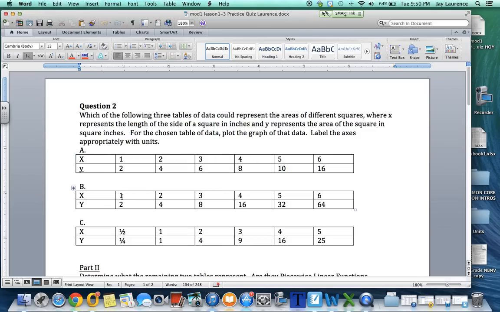Let's go down to B. 1 squared is not 2. 2 squared is 4, but 3 squared is not 8. 4 squared is 16, but 5 squared is not 32. It doesn't match. It's got to match on all of them, so it can't be B.